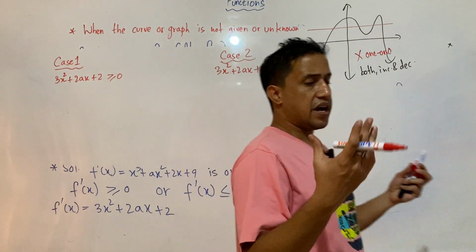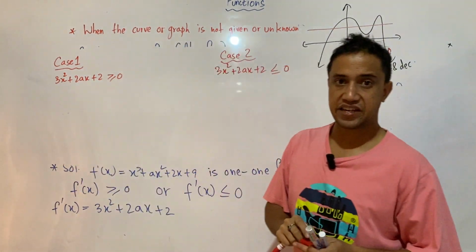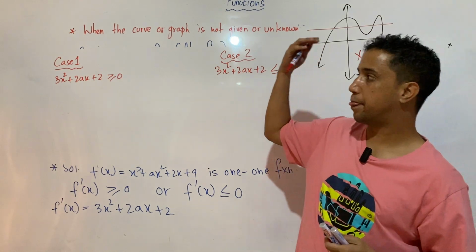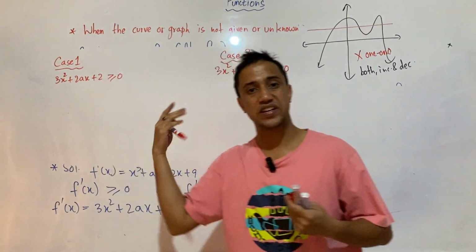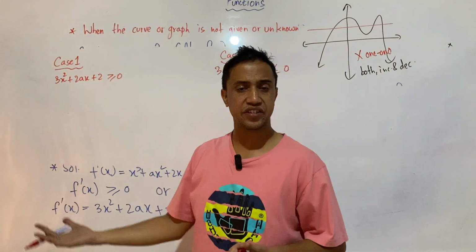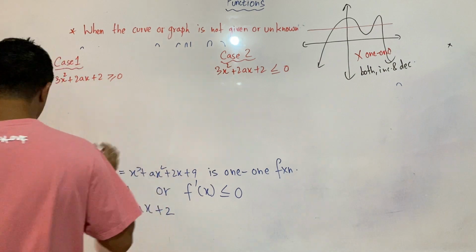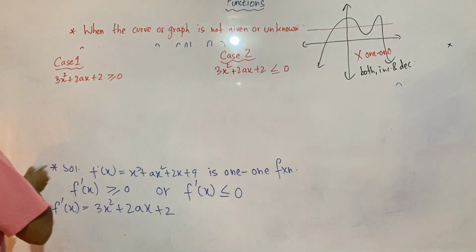Now, this leading coefficient is positive, right? It means that this whole quadratic expression is going to be greater than or equal to 0. Now see here, if you don't understand this way, look here.